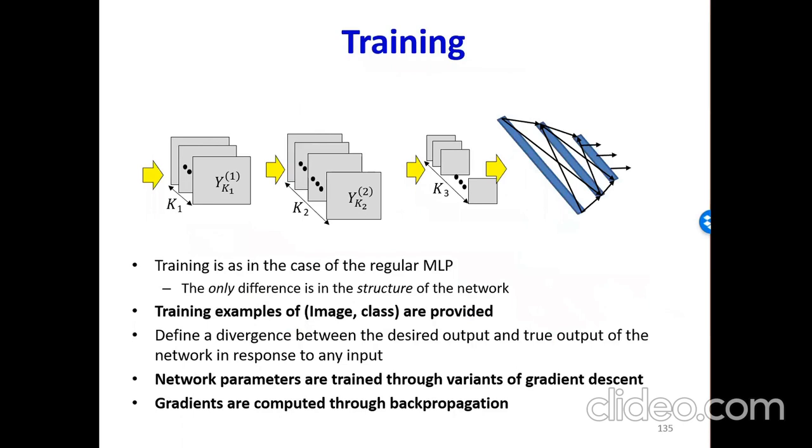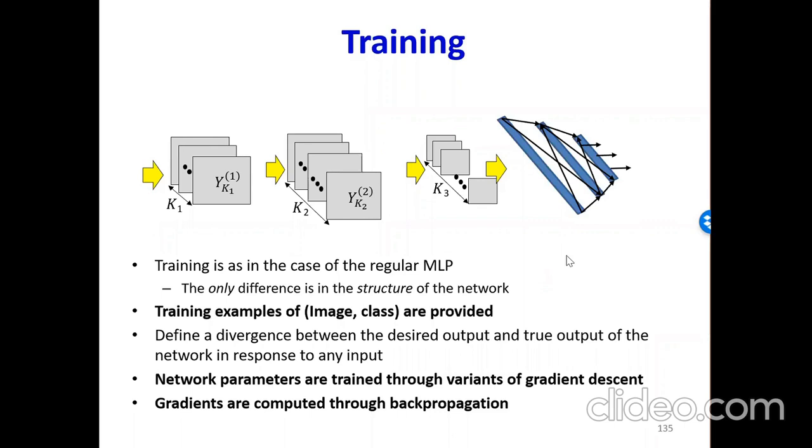Now, we've described the network, but how do you train it? Recall that the CNN is just a large shared parameter MLP. So training is just like an MLP. The only difference is in the structure of the network. You're going to provide training examples consisting of inputs and labels, which for images would be images and their class. We define a divergence between the desired output and the true output of the network in response to any input. And then the network parameters are learned through gradient descent, and the gradients are computed using backpropagation.